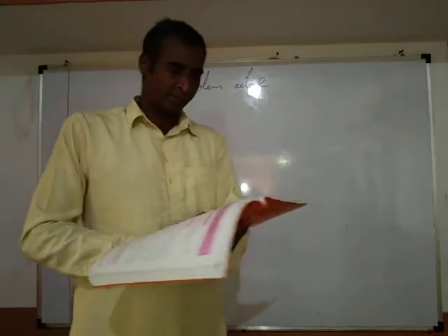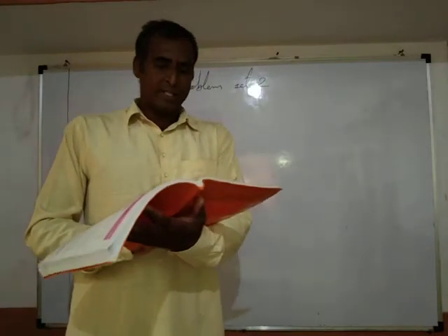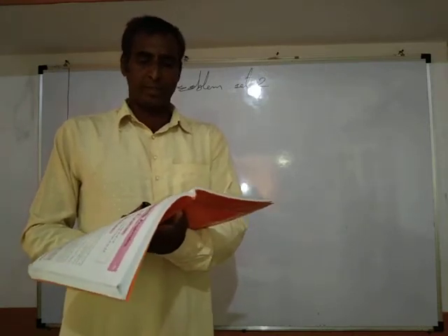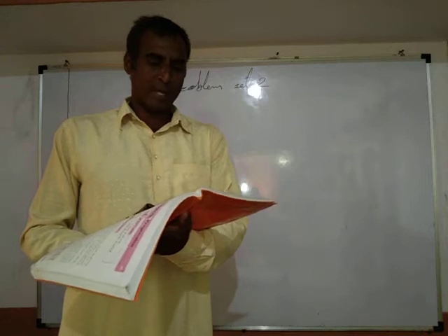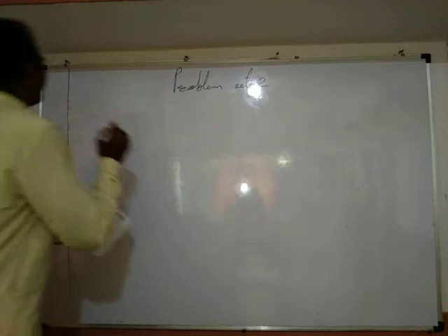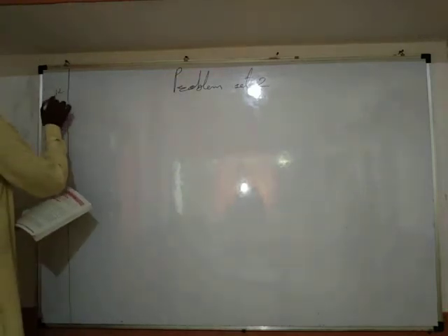Question 12. The difference between squares of two numbers is 120. The square of the smaller number is twice the greater number. Find the numbers. Okay. Question 12.